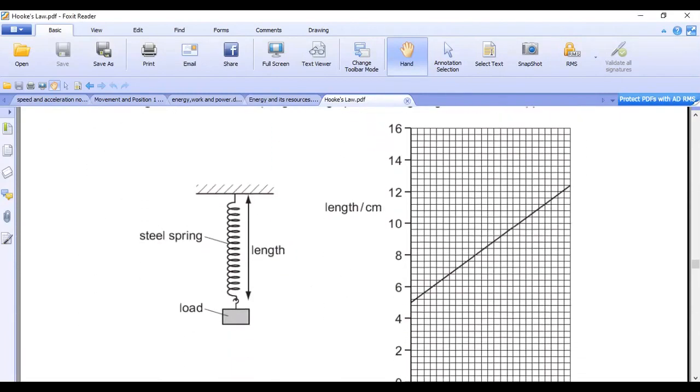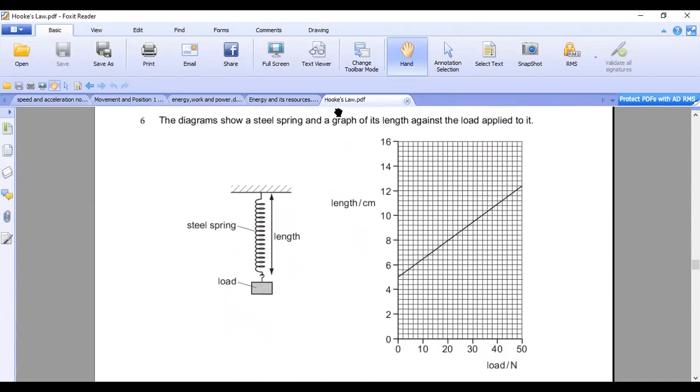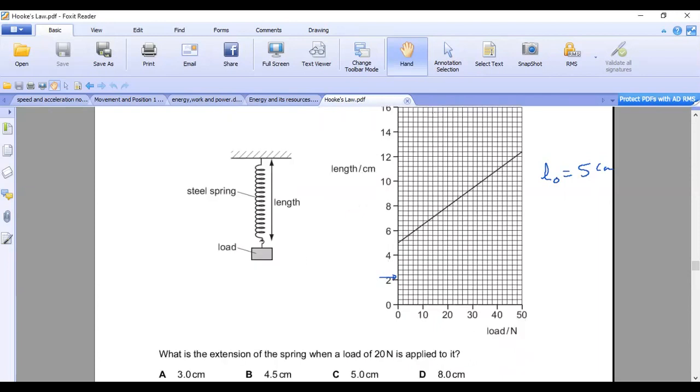Let's have another question. The diagram shows a steel spring and the graph of its length against the load applied to it. We said that when the graph looks like this, here is the lens and here is the spring. This reading is the original length. This is L node. So the original length of the spring here is 5 centimeters. Okay, let's see what the question is.